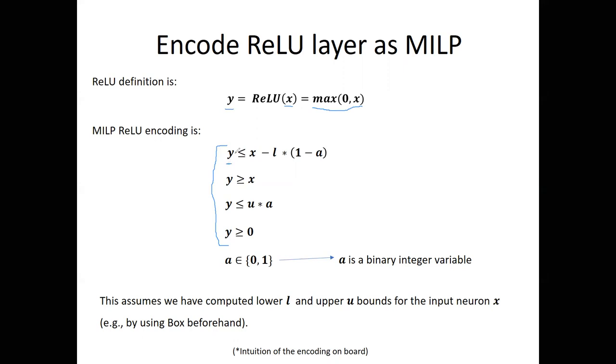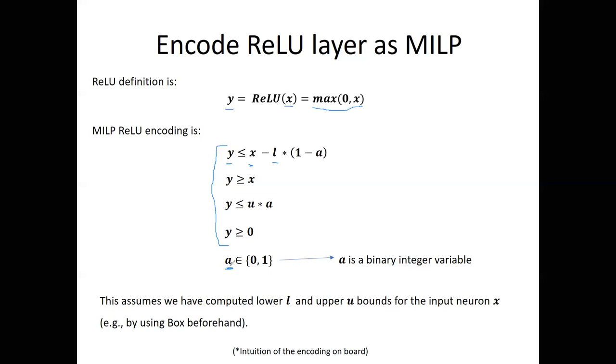But at the same time, you're not just constraining the Y, you're also constraining the X here, right? So the first one: Y is less than or equal to X minus L times 1 minus A. We have to see what L is. Now this A, if you remember, we said that the MIOP instance consists of both real valued variables as well as integers. The integers here are going to be these A's, which are associated with every ReLU activation in the network. It's just going to be able to take 2 values, 0 or 1, right?